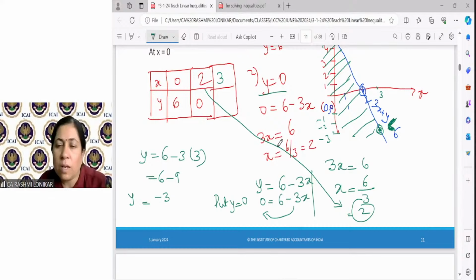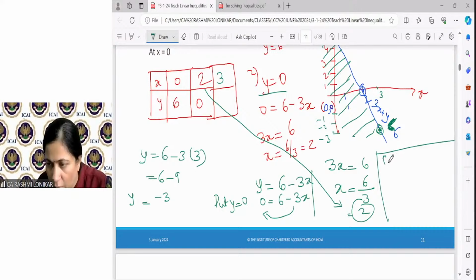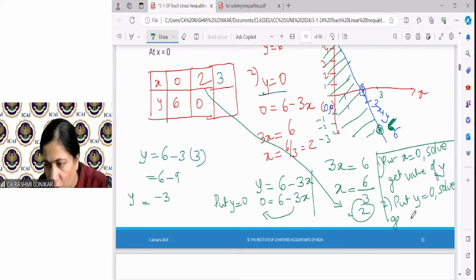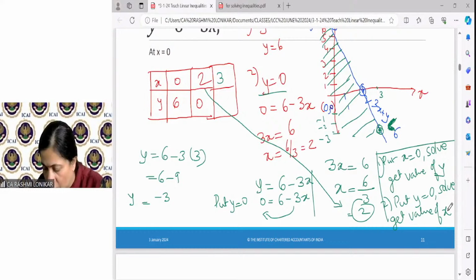What is our first step? Put, okay, I'll just write it over here. Put x is equal to 0, solve, get the value of y. Okay, first step. Second, put y is equal to 0, solve, get the value of x.